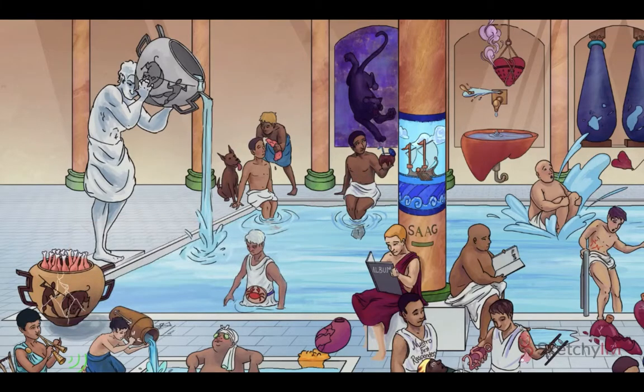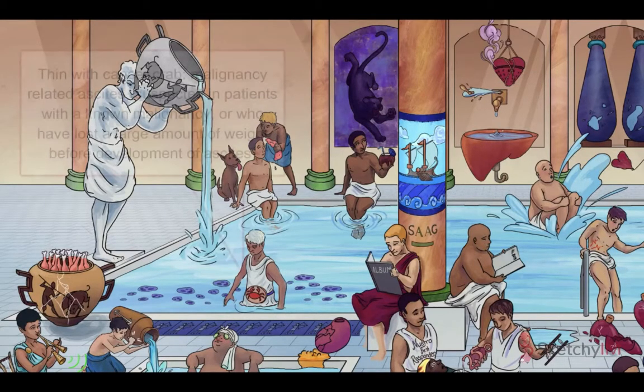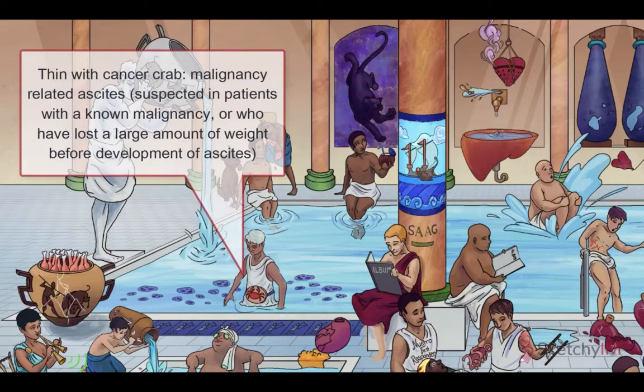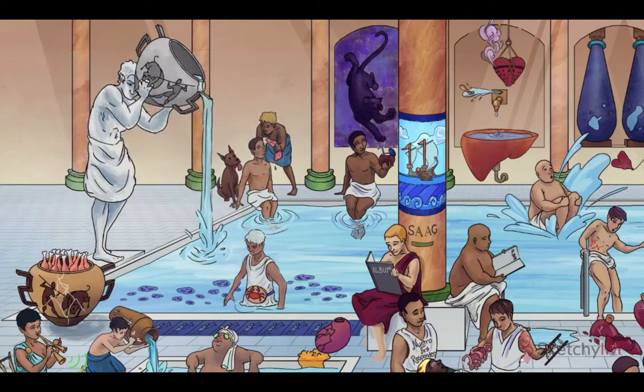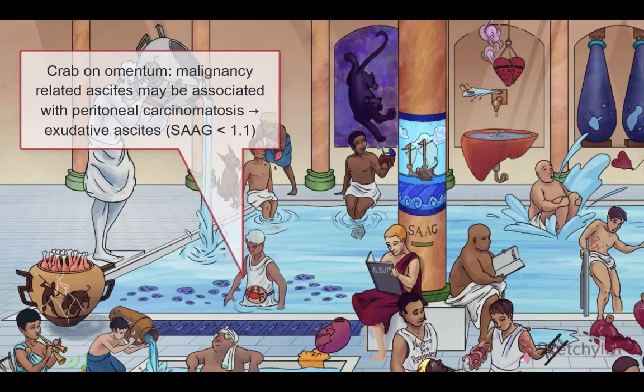Ascites can also occur in the setting of malignancy, including cancers of the ovary, breast, colon, lung, pancreas, and liver. The diagnosis of malignancy-related ascites is based on the clinical setting, imaging tests, and ascitic fluid analysis. It should be suspected in patients with a known malignancy, or in patients who have lost a large amount of weight before the development of ascites. A variety of underlying mechanisms can cause the ascites in the setting of malignancy. Peritoneal carcinomatosis can occur, for example, a process by which cancer implants on the layers of the peritoneum and omentum.